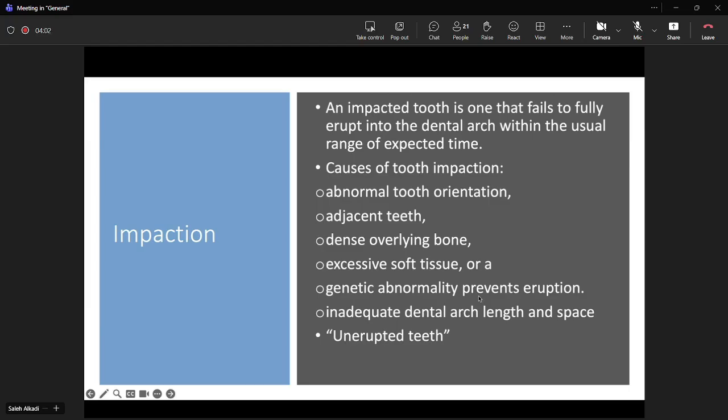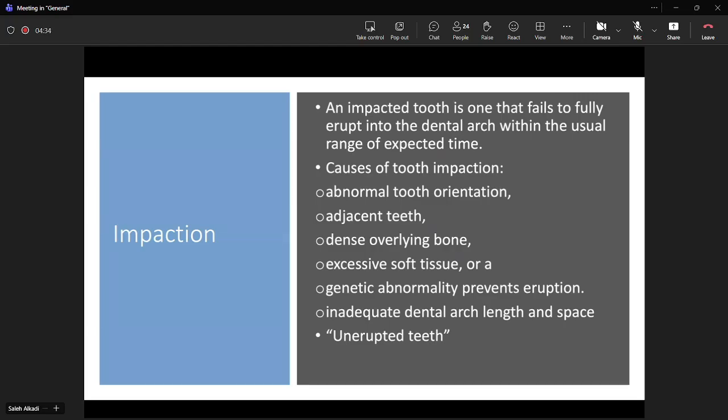An impacted tooth is a tooth that fails to fully erupt into the dental arch within the usual range of expected time. If it exceeds the usual range of eruption time, then it is an impacted tooth. If it's within the eruption time, then this is an unerupted tooth. It's not yet impacted.